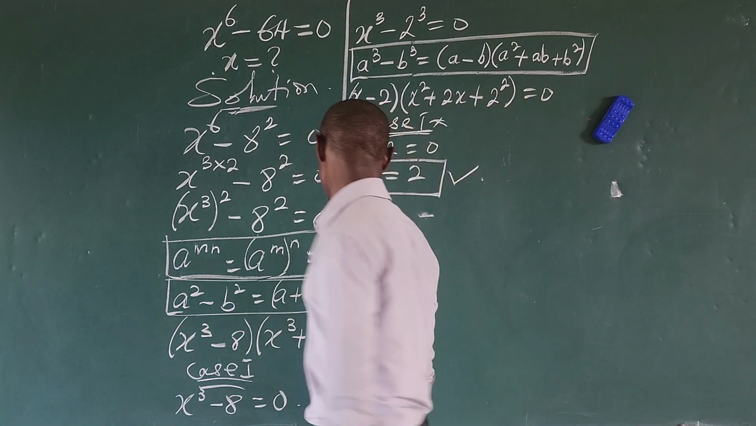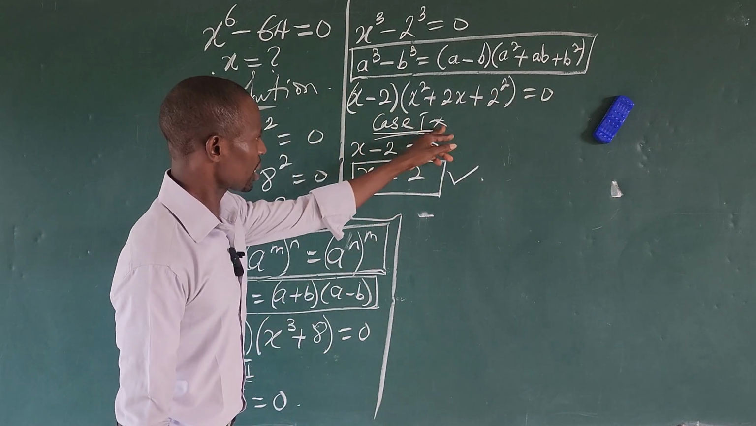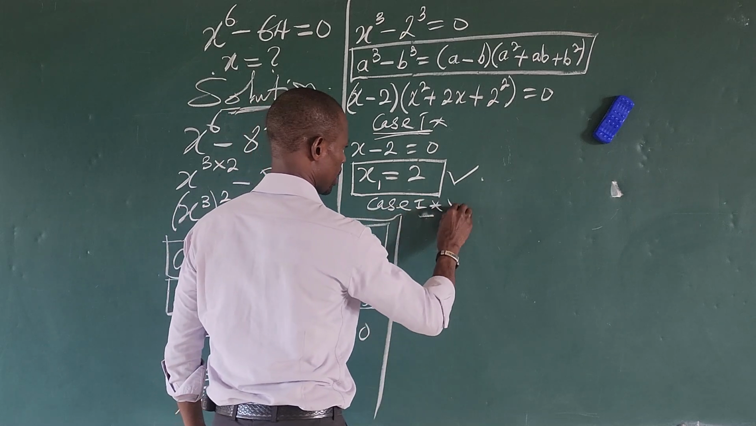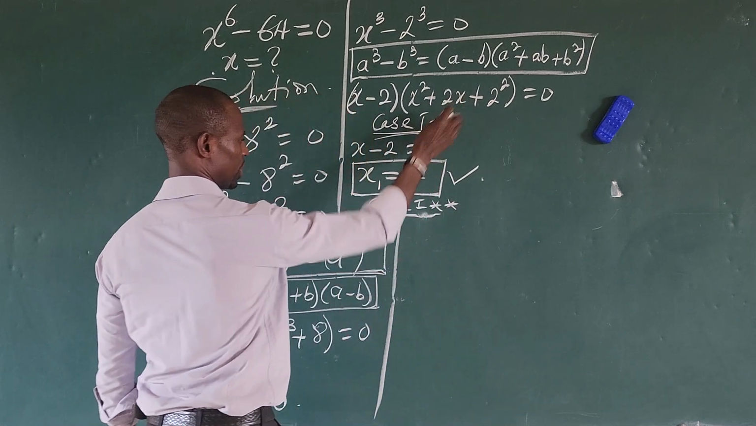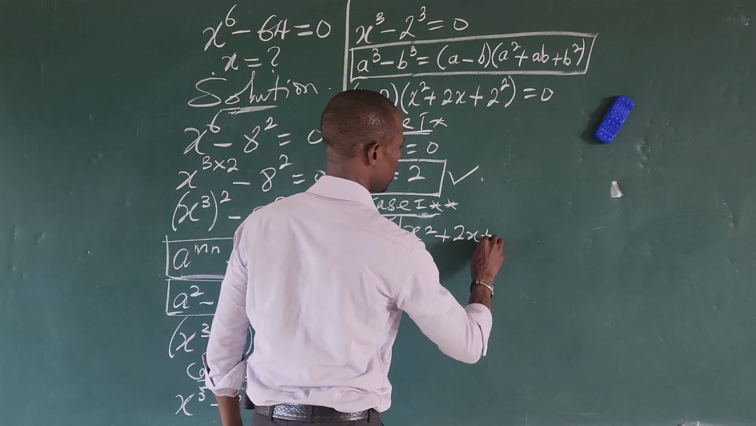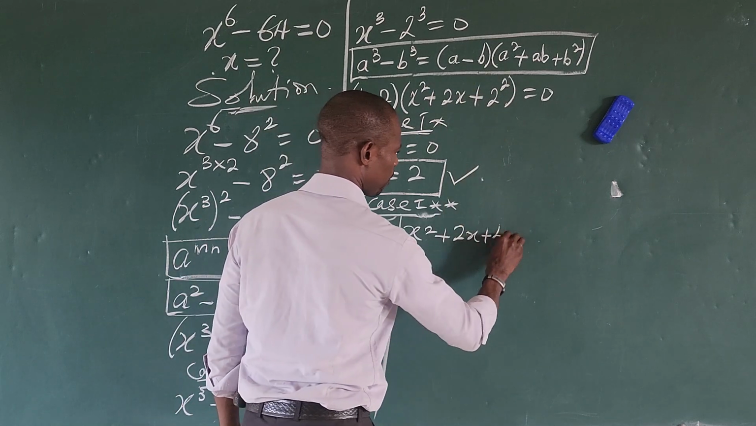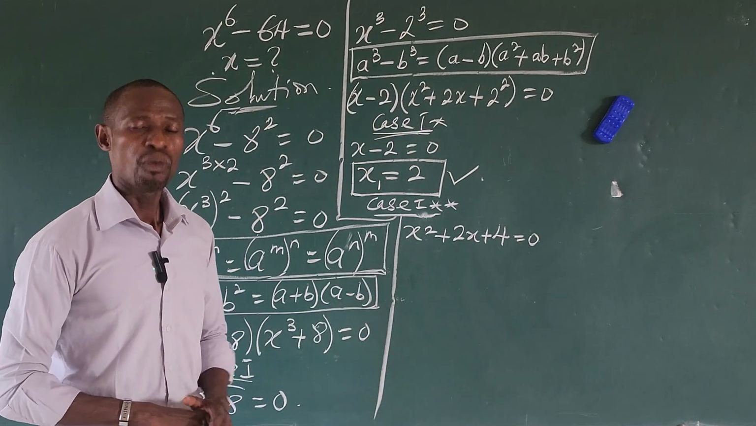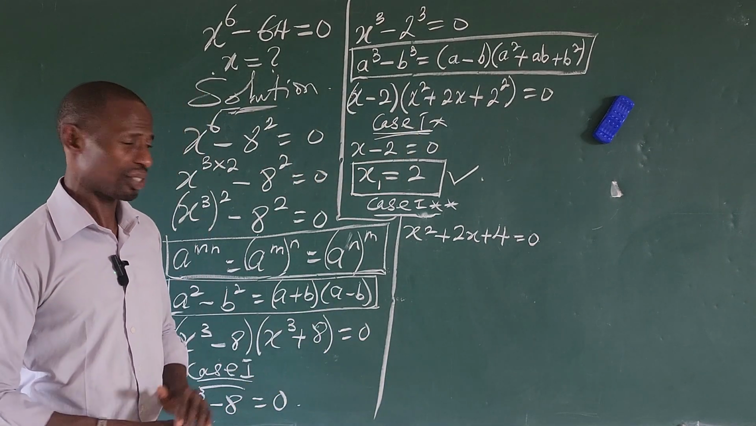All right, so let's take our case 1 star star. What is case 1 star star? We're taking this, so we have x to the power of 2 plus 2x, then plus 2 to the power of 2, which will give us 4. This is equal to 0. This is a quadratic equation. We're going to use the formula method because we cannot use the factorization method here.